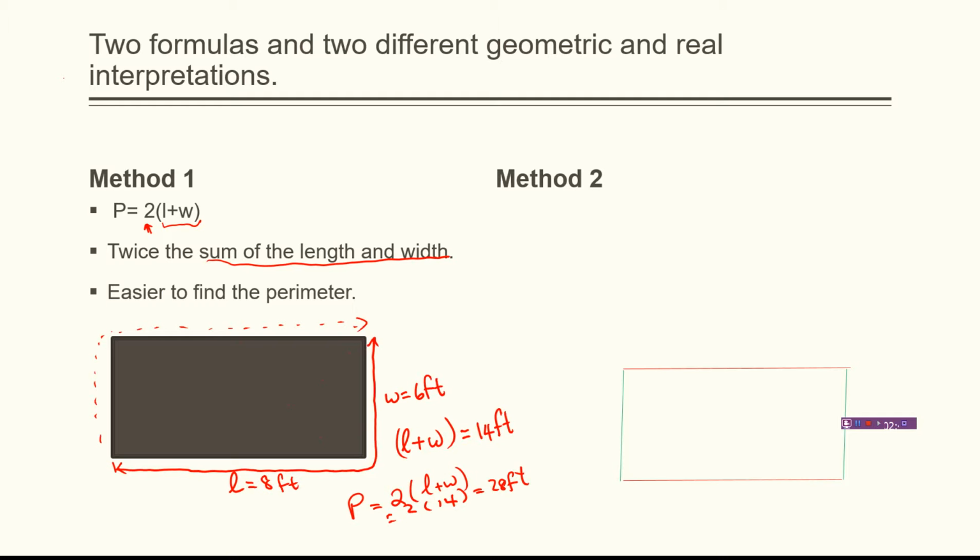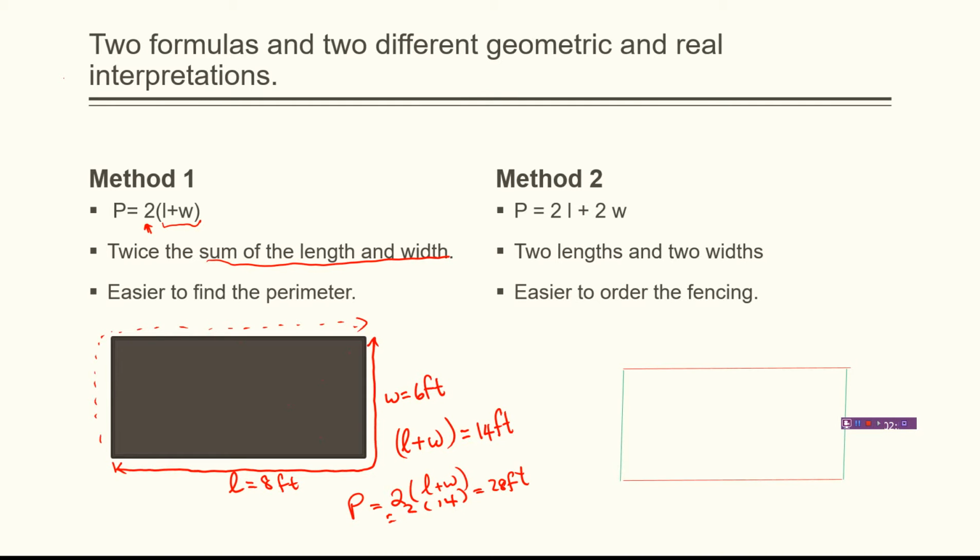Let's look at the next method. Second formula, instead of the brackets, this has been expanded. And so we have the perimeter is 2L plus 2W. It's just a sum, and this is 2 lengths and 2 widths being combined. As I mentioned here, it's easier to order the fencing if we're doing this. So let's look at what's happening.